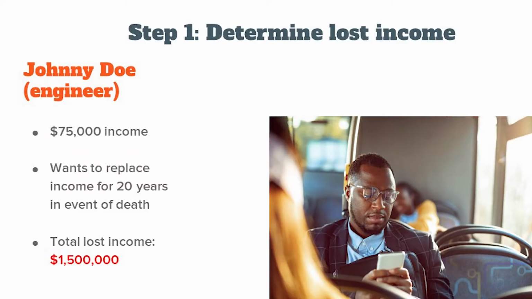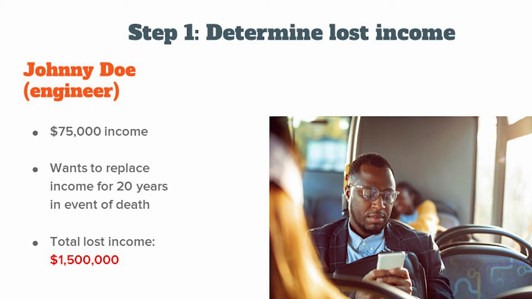Step 1 in determining your human life value is calculating how much income you would lose if something were to happen to you today. We're going to look at an example, and we're going to use a guy named Johnny Doe, and Johnny's an engineer, and we're going to assume that he earns $75,000 of income, and he has a young family. Maybe he's got a spouse and a child, let's call them 4 years old and 2 years old. And he wants to make sure that he provides or replaces his income until his youngest is out of college. So he's going to need to replace his income for 20 years in the event of his death.